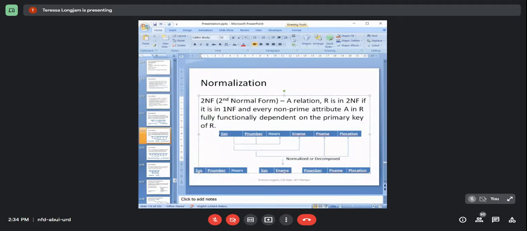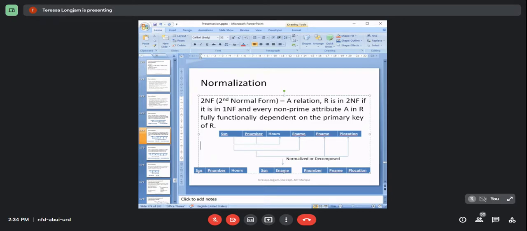So whatever is fully functionally dependent, we are not going to do anything on that, because ours is fully functionally dependent on SSN and P number, isn't it? So we do not need to do anything for ours. What we need to change is the partial dependency, that is with ename, pname, and p location. So for the partial dependency, again, we need to see on which part of the key it is depending.